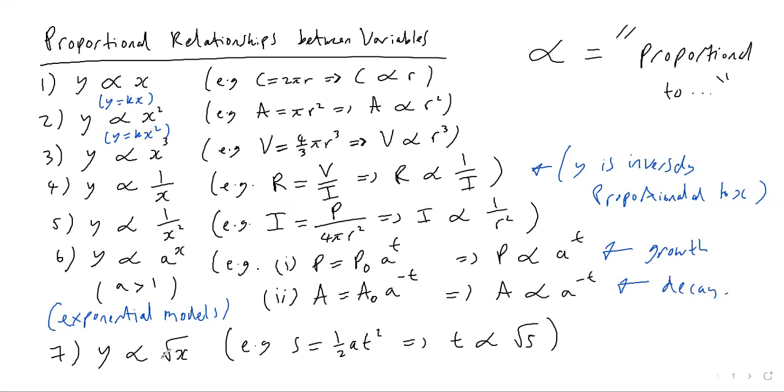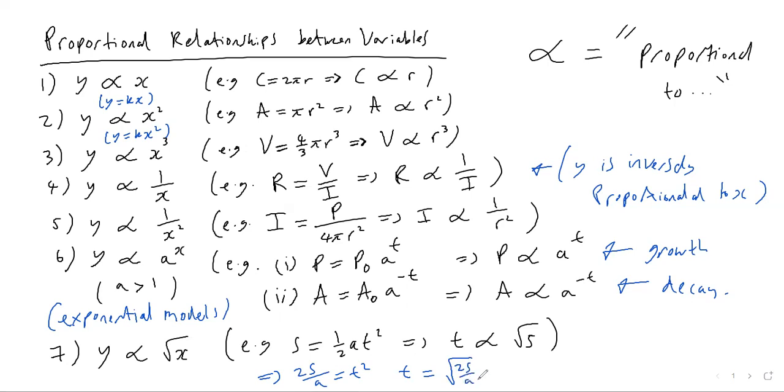Okay, and then our last example: y is proportional to the square root of x. For example, we could have s is equal to a half a t squared. This is something similar to what you may have seen in mechanics if you've done some mechanics. So t is proportional to the square root of s. If you rearrange this, you get 2s divided by a equals t squared. If you assume that a is just a fixed number, square root both sides, you get that t is equal to the square root of 2s over a.